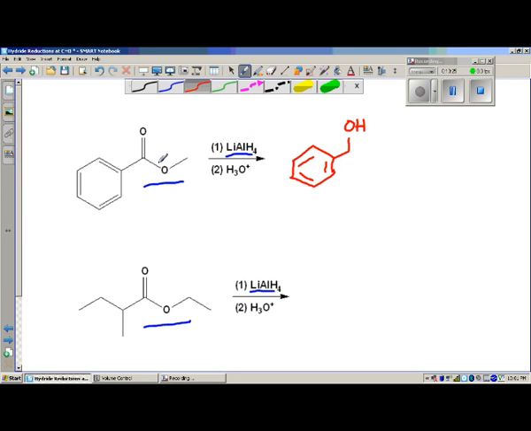And that begs the question, well, what happens to this? Well, actually that is just broken off and made into another alcohol product containing the number of carbons that were in this group originally. So essentially from reduction of esters you actually get two products. Let's do the same thing down here. We have our two separate parts. We have this one, and we have this one.